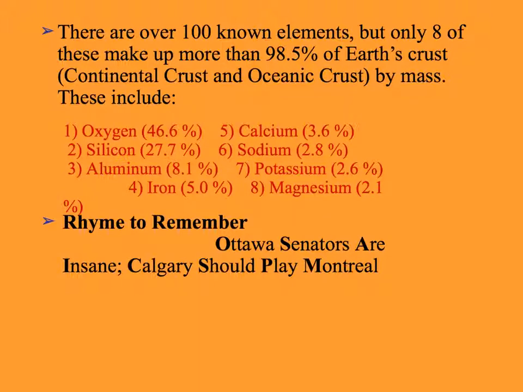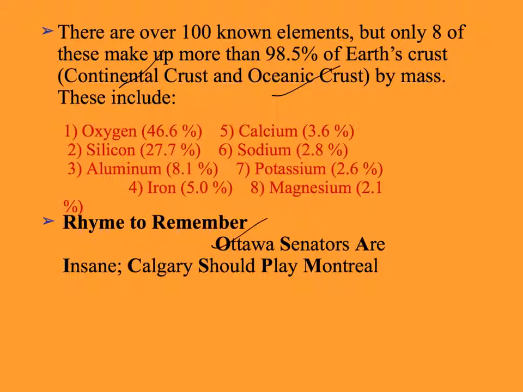But when we're talking about the crust, and remember the crust is found in the lithosphere, there are two types of crust, continental crust and oceanic crust. So really when we're talking about the crust, there's 8 elements that are really, really important. And they are Ottawa Senators Are Insane Calgary Should Play Montreal. So this is a little mnemonic that I use to remember this.